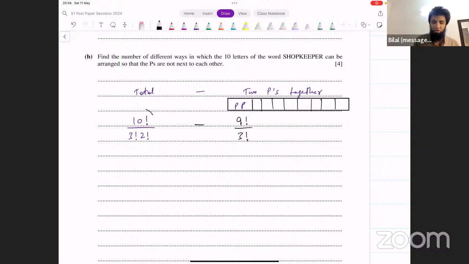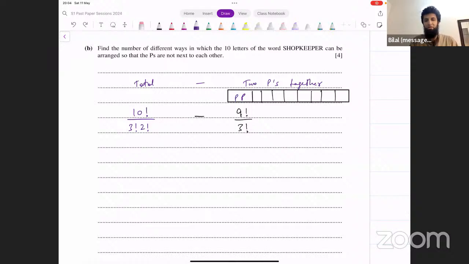Subtract from the total the arrangements with the P's together. So that's 9 factorial over 3 factorial. And that should give you the final result. You can see what that turns out to be. Okay. What's this number?